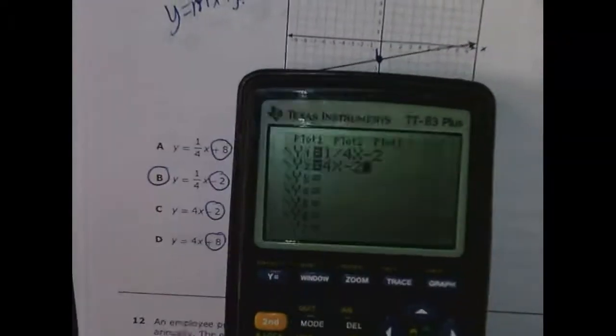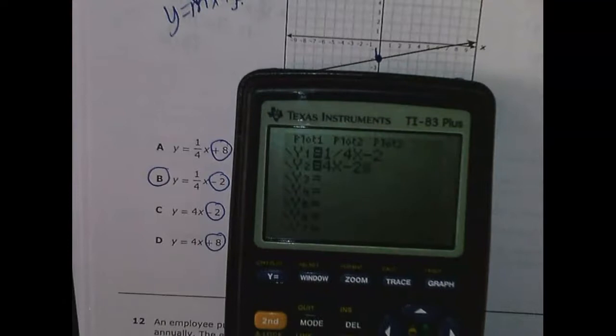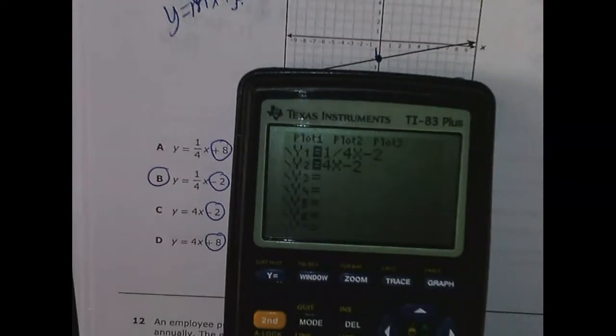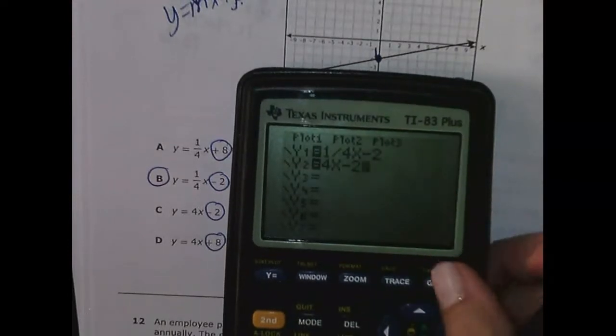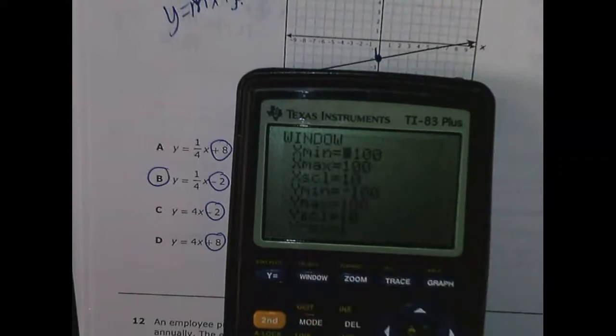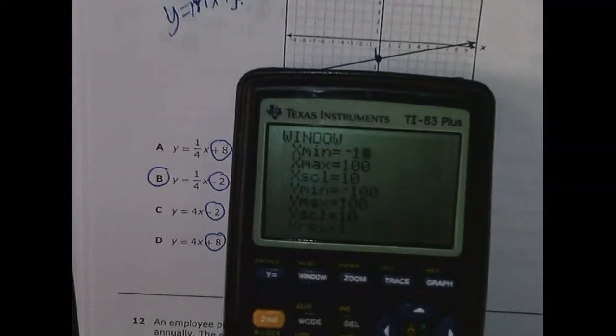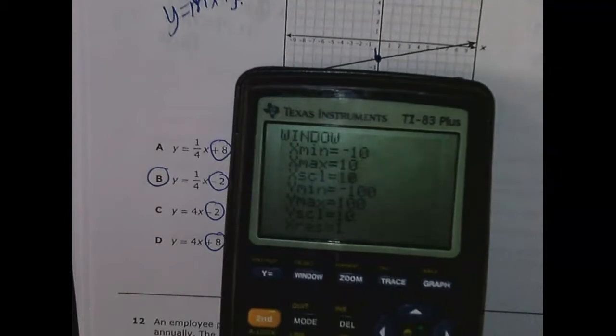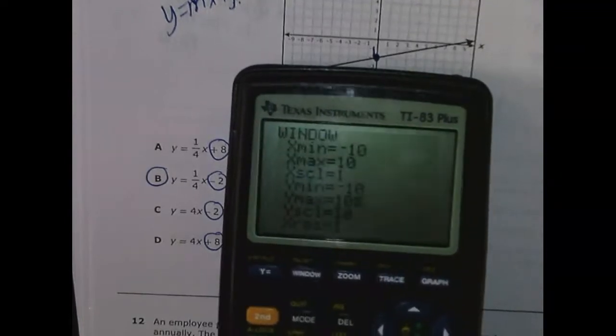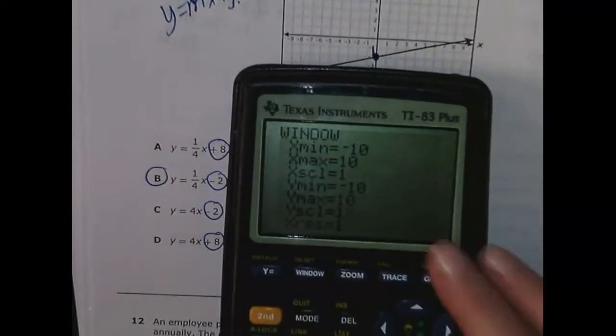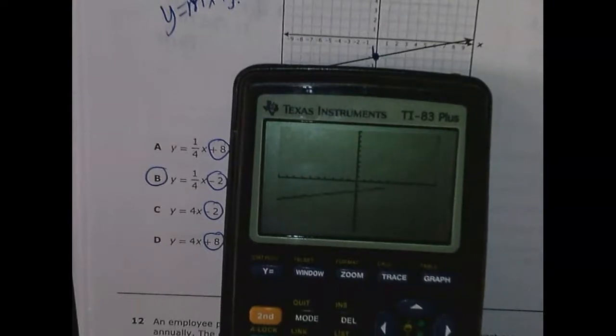Now, I took the time and I typed them both in. So there they are. So I'm going to let them graph. So pay attention. The first one is the first one. The second one's the second one. Here we go. I wonder what my window is. Oh, that's way too big. We better change that. -10, +10, 1. It's a good thing I can type fast. All right, let's go. There's the first one. There's the second one.